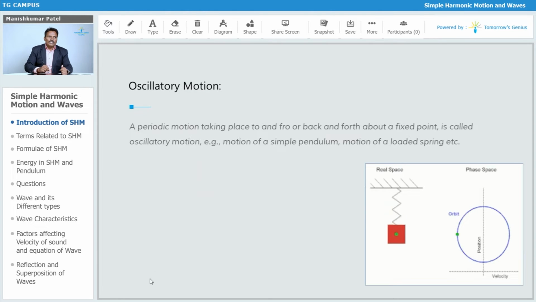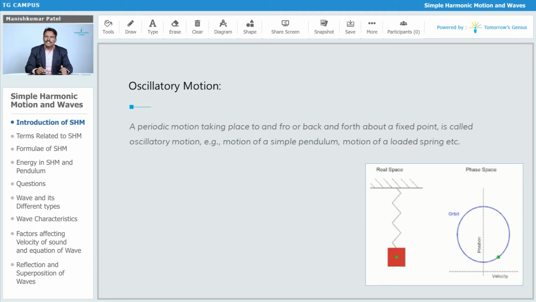Now if we talk about the oscillatory motion, it is a kind of to and fro motion. It is back and forth motion, like the motion of this block which is connected to this spring. You can see that it is performing to and fro motion. That is what we will call oscillatory motion.